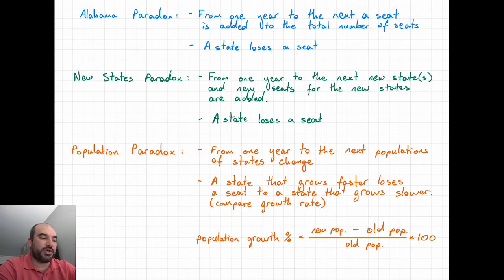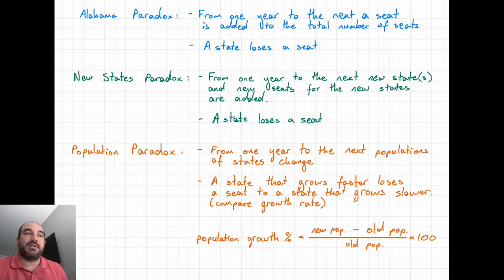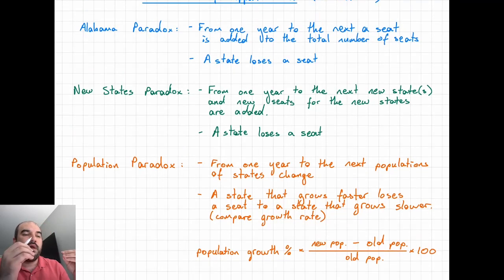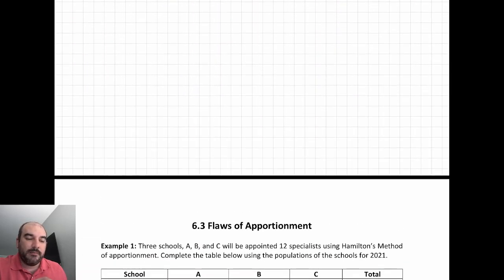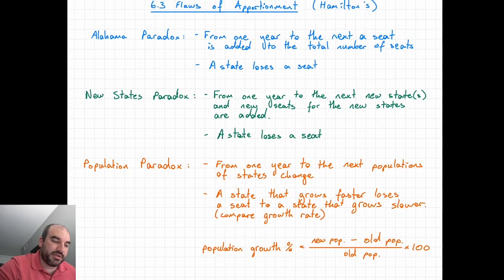So then you could have a mixture of Alabama and population paradox. We're looking at them in very isolated cases where just a single seat is added and nothing else is changed. Or the populations are changing and we're not changing anything else about the number of seats. Or in the new states paradox, we're looking at a new state being added and the seats for that new state being added, but the populations of the other states are not changing. So we're looking at these in very particular isolated cases, and these examples are built in a way that they are very isolated particular cases. So are there any questions on these three?